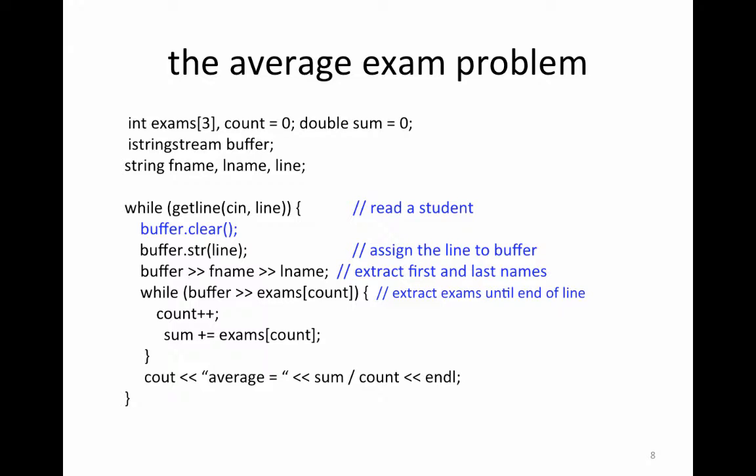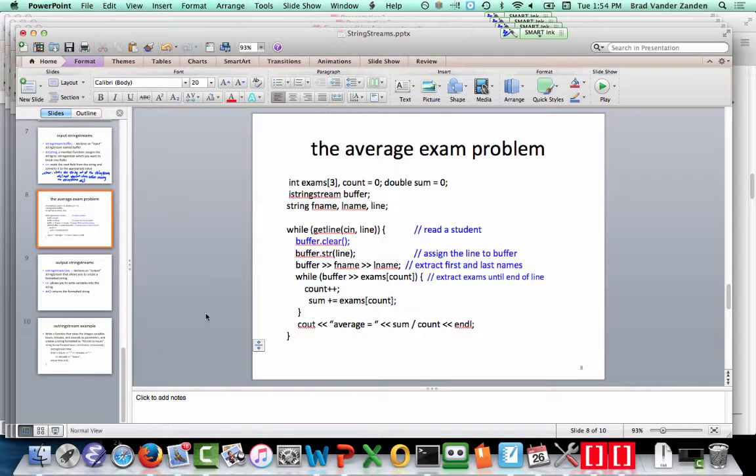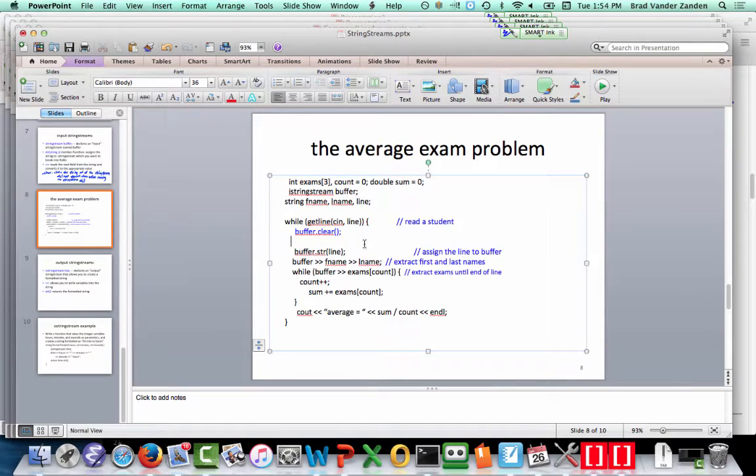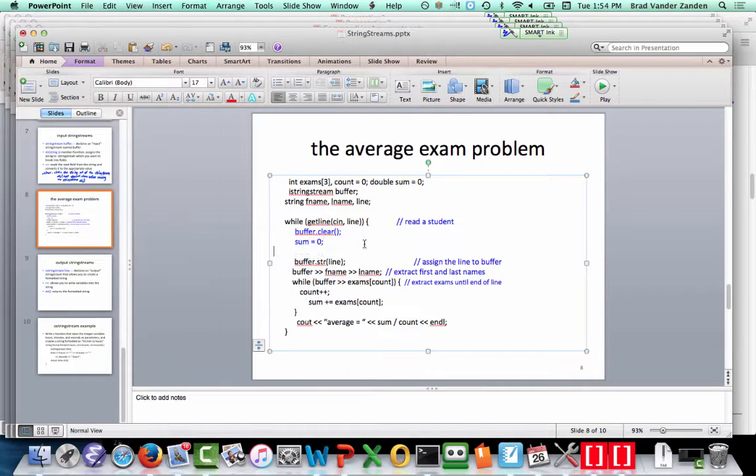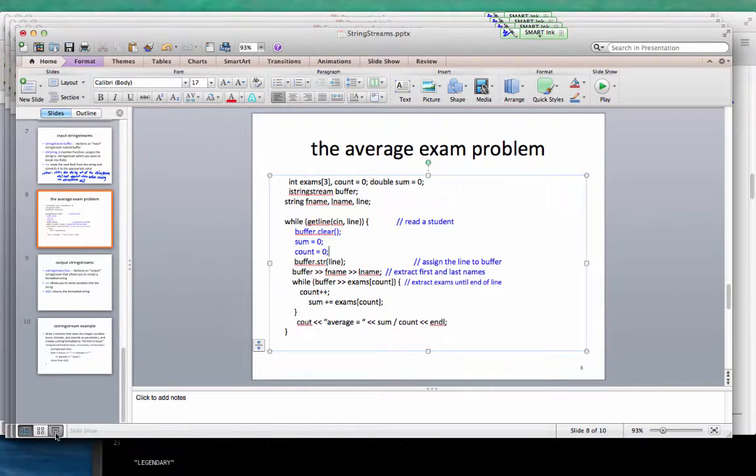What thing did I fail to do here that I need to also remember to do? I cleared the buffer and stuffed the string in, but I'm going to find that my average is not calculated correctly after the first person. Why? I didn't reset sum and count. So I also have to remember to set sum equals 0 and count equals 0. Otherwise, things won't go so well for me.